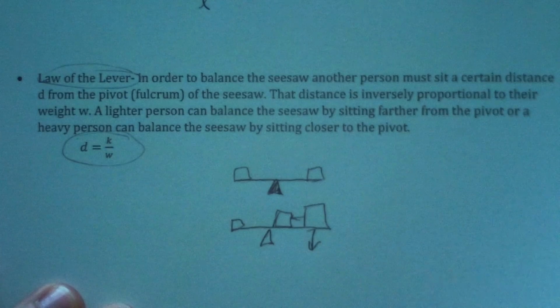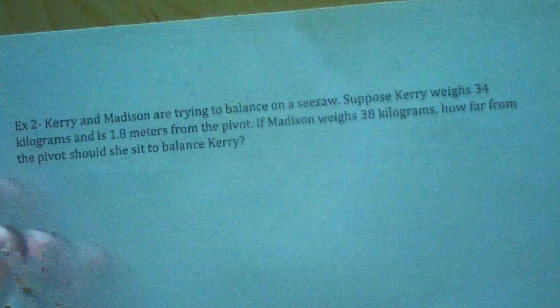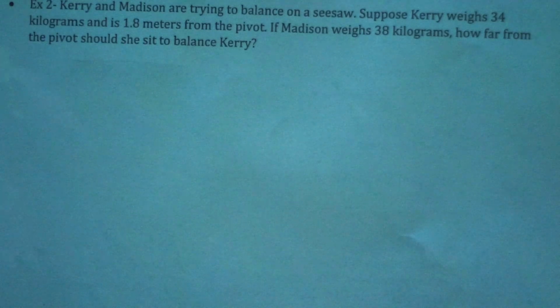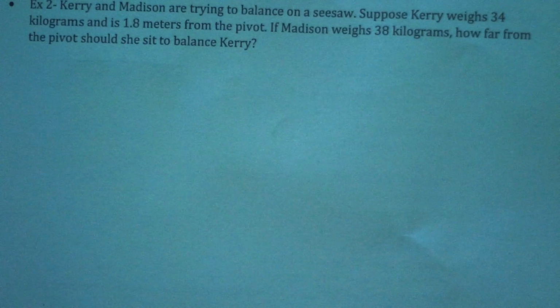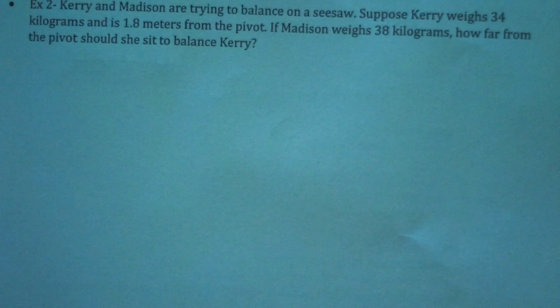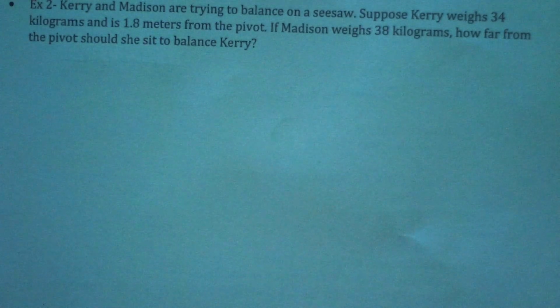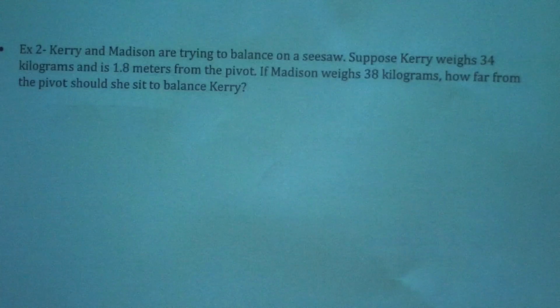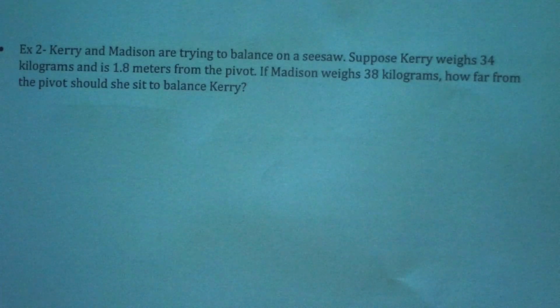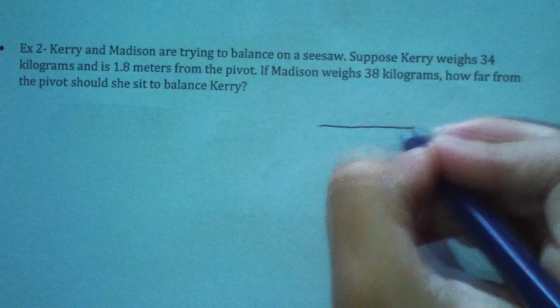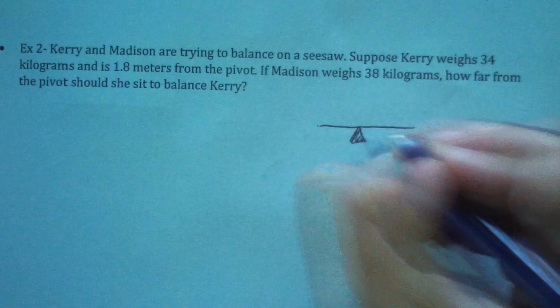Okay, so right now we got our little teeter-totter here. We got Carrie here at 34, and we've got Madison here at 38. We know Carrie is 1.8 away, and we're trying to figure out how far Madison should be away to get that balanced. If this person's heavier, are they going to be further away from the middle than 1.8 or closer? They're going to be closer, right? Because we got to be closer. Okay, so it's helpful here because we know that we can use that inverse variation.